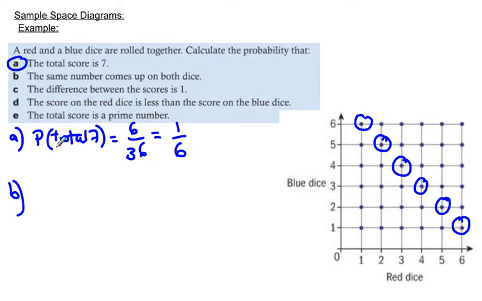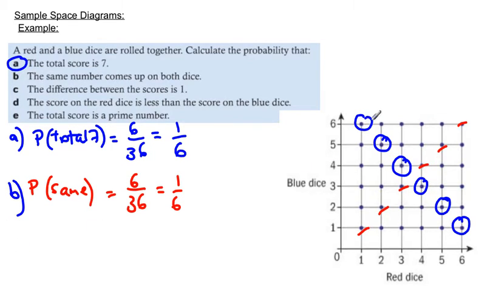For B, we're looking for the same scores coming up on both dice. So that's a 1 and a 1, 2 and 2, 3 and 3, etc. So there are 6. Probability of same is 6 out of 36. Again, 1/6.